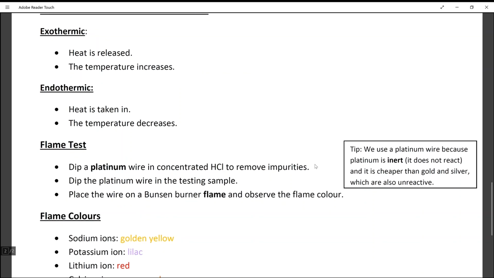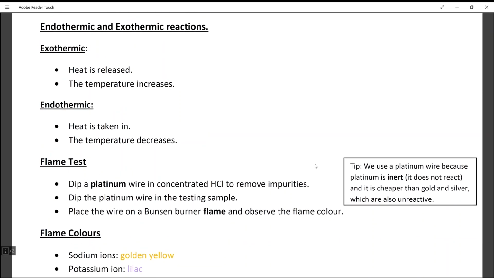But endothermic reaction, endo in Greek means into, and thermic means heat. So endothermic, heat is taken in and the temperature decreases. Just think it is something that wants to react, and it will absorb energy. It will absorb energy from the environment, so the energy of the environment will decrease.